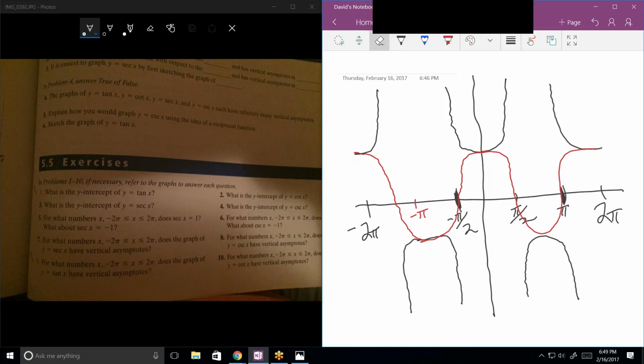So if I erase the red line, I'm looking at 2 periods of the secant curve. Let me erase the red line. Labels are still the same. So now to answer their question: for what numbers of x does secant of x equal 1 anywhere here? What numbers of x?